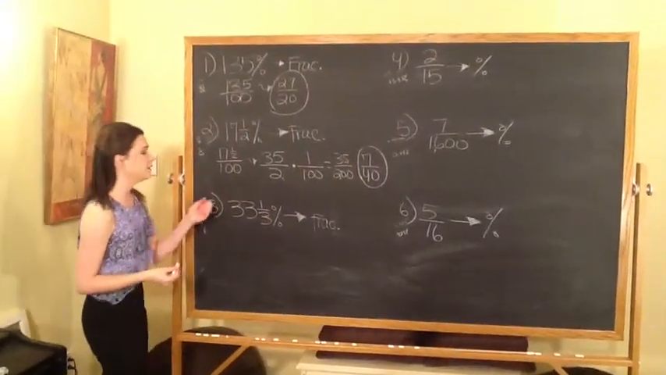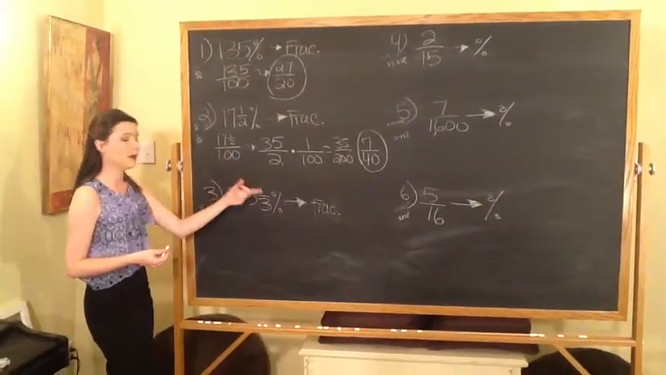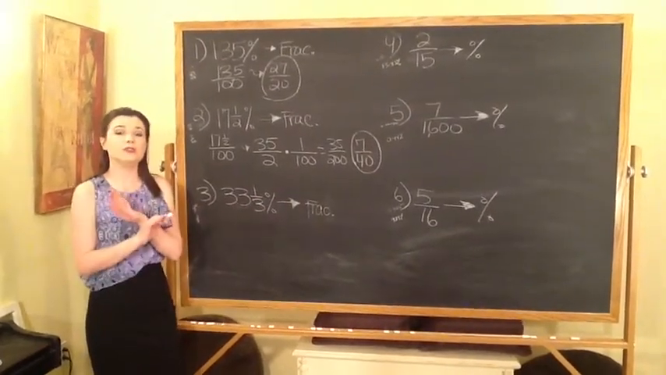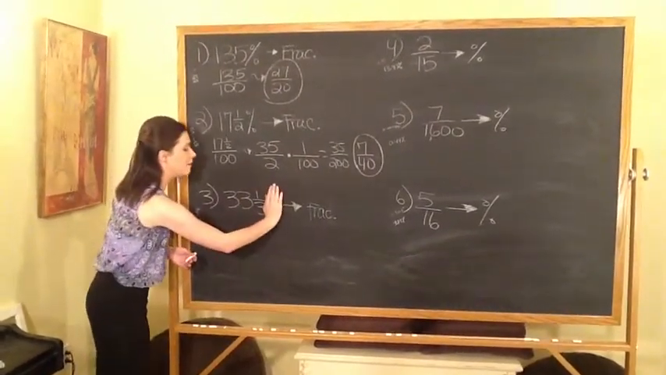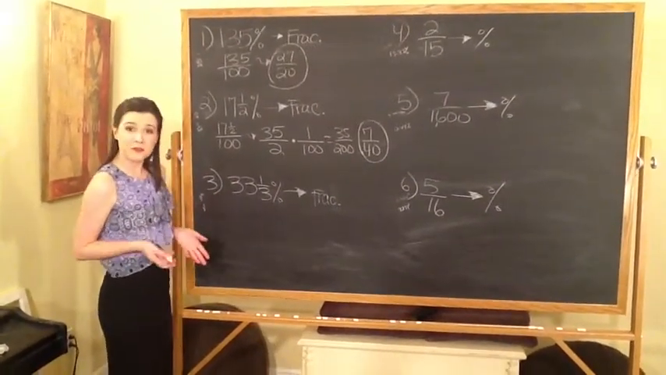Alright, let's look at number 3. This one's very similar to what we did up here. So how we had 17 1/2, we have 33 1/3%. And we're going to change it to a fraction. Again, you do not just take off this percent and make it a fraction, because that is not correct. We need to do a few more steps than that.